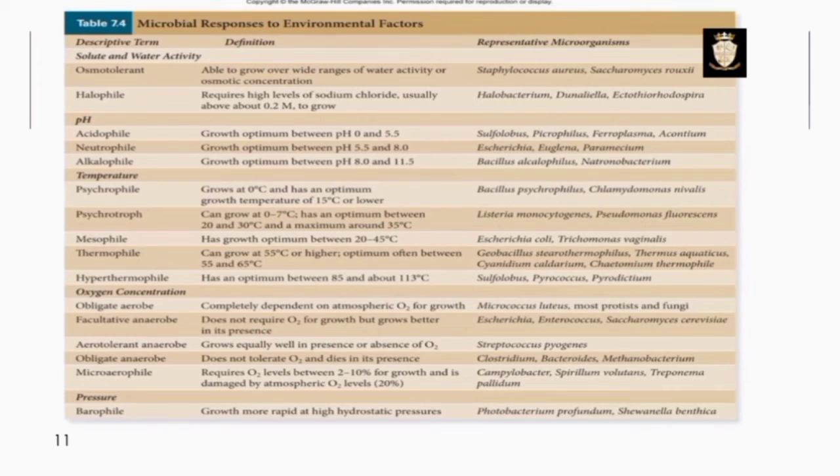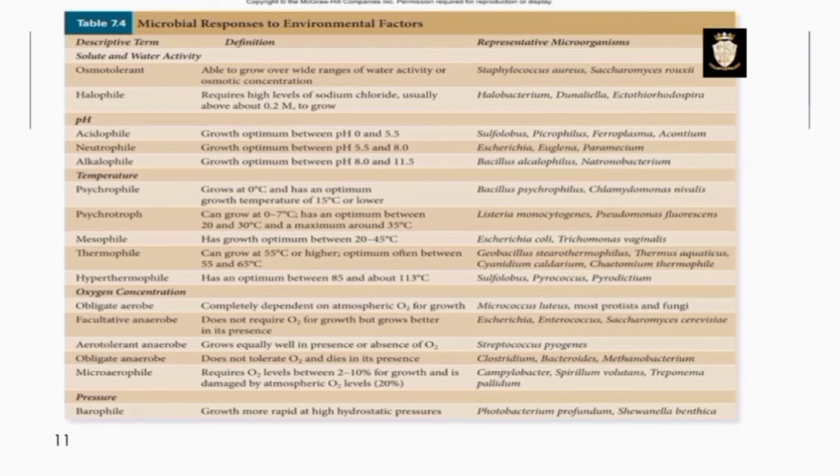The other term is thermophile, can grow at 55 degrees Celsius or higher, that is, optimum often between 55 and 65 degrees Celsius. And the last term is hyperthermophile, has an optimum between 85 and about 113 degrees Celsius. Example, Sulfolobus. And the fourth term is oxygen concentration.